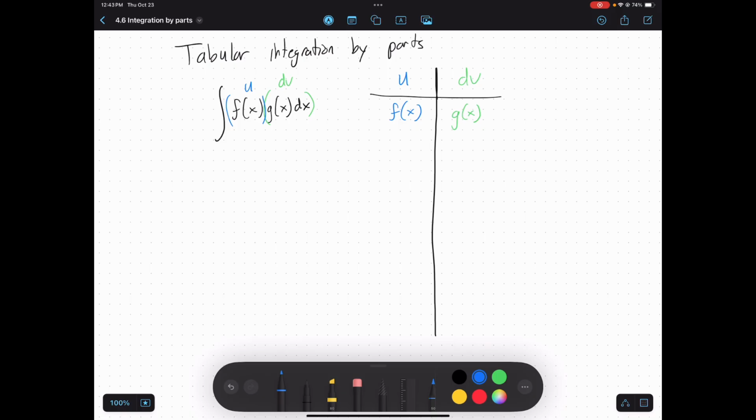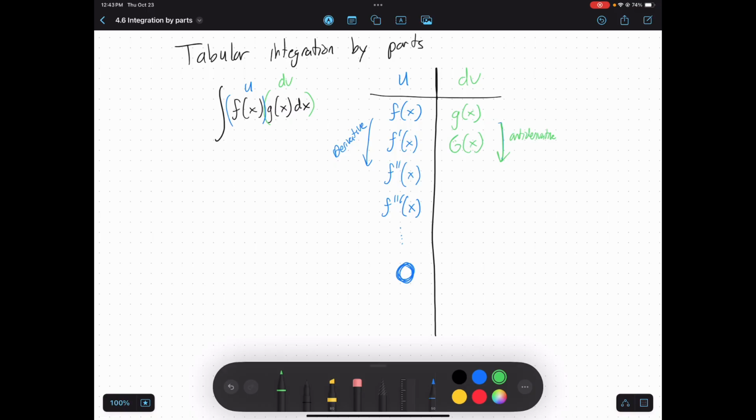So what I'm going to do, if I start with the left side, is just take the derivative of this function over and over and over again until I reach 0. Because most of the time with this tabular integration by parts, you're choosing u as a power function that'll eventually get all the way to 0 if you take the derivative long enough. But then with g of x, instead of taking the derivative, I'm just going to take the antiderivative over and over again.